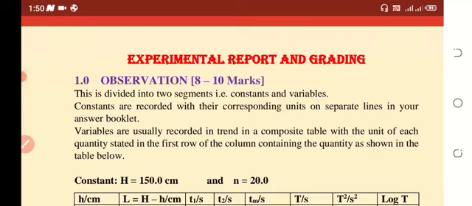Today we are considering a topic, experimental reports and grading. We're having this topic this time around, especially when we're preparing for the NECO practical exam.